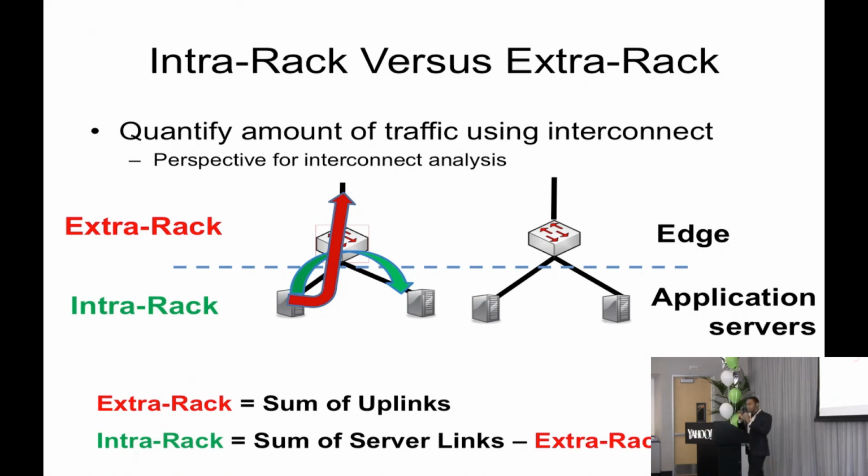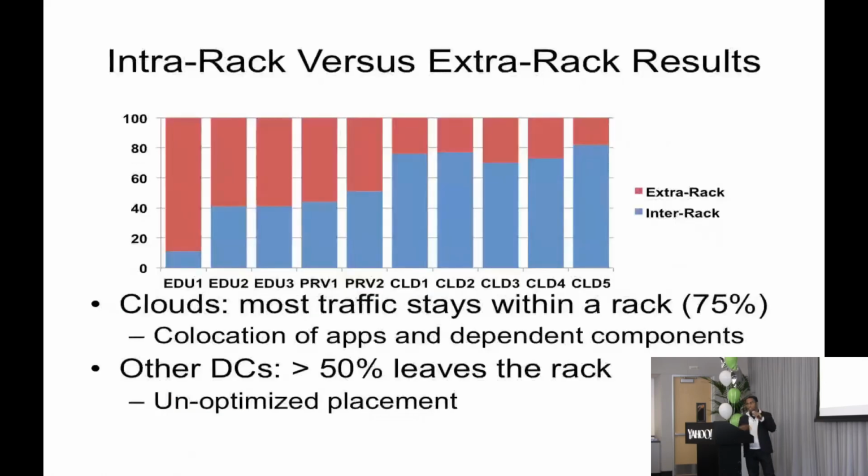There are some minor exceptions, like what happens when there's multicast, what happens when there are VLANs. These make numbers a little funny, but I'm going to ignore that for now, and for the rest of this talk, actually. So here we have a graph that has a couple of the data centers on the x-axis, and the y-axis has the percent of traffic, and the blue is how much traffic is staying within the rack and how much traffic is leaving the rack.